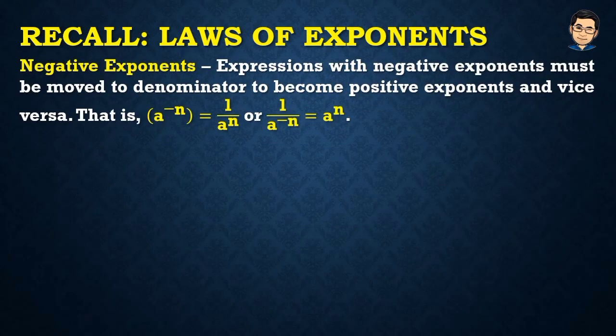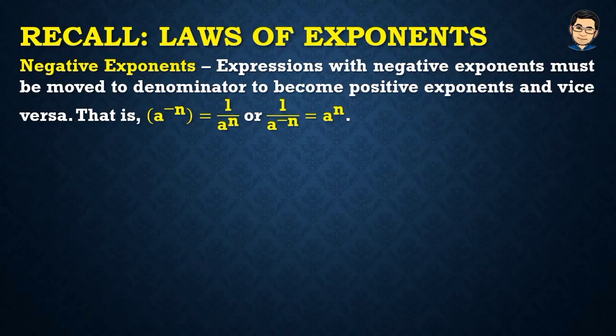Next, we have negative exponents. Expressions with negative exponents must be moved to the denominator to become positive exponents and vice versa. So, kapag yung given natin negative exponent siya, kailangan natin siyang i-move sa denominator. And then kapag naman yung nasa denominator may negative exponents, baliktad naman. Ililipat natin siya sa numerator para maging positive.